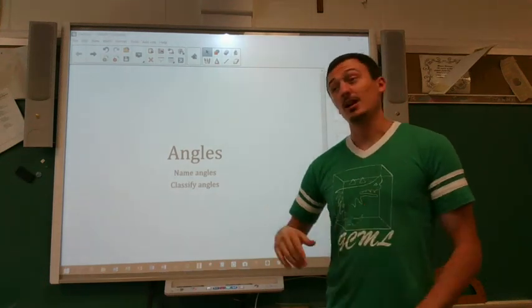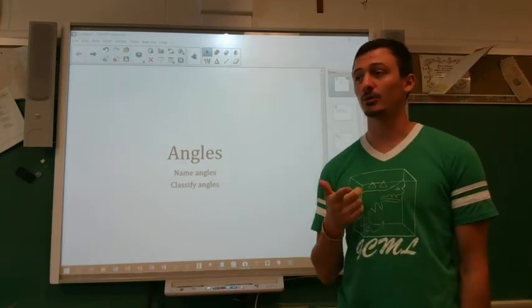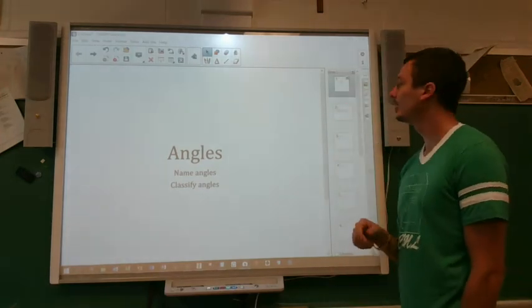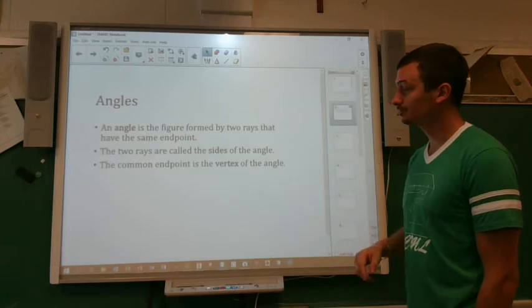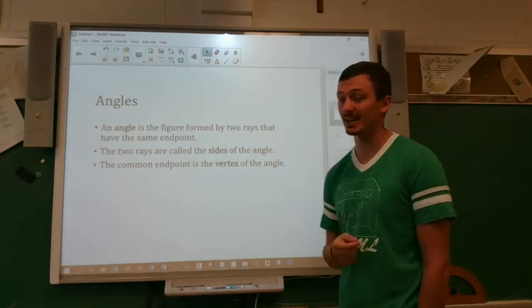All right, so we're going to be talking about angles. We're going to name angles, and we're going to classify angles, and we're going to talk about different pairs of angles also. So firstly, an angle is the figure formed by two rays that have the same endpoint.